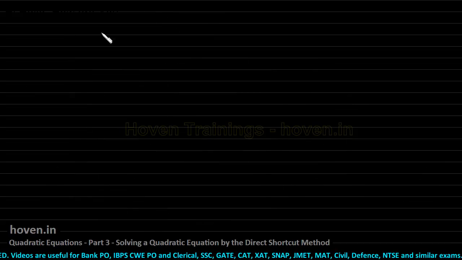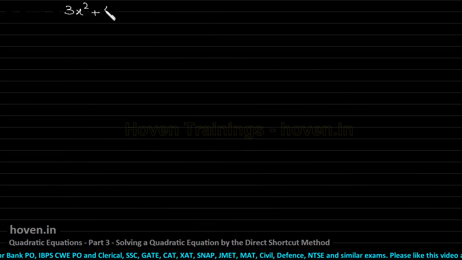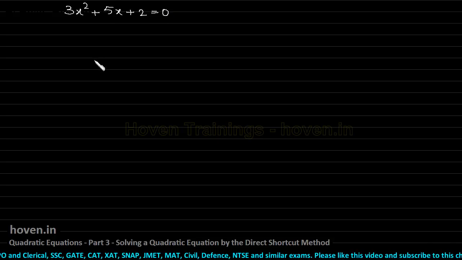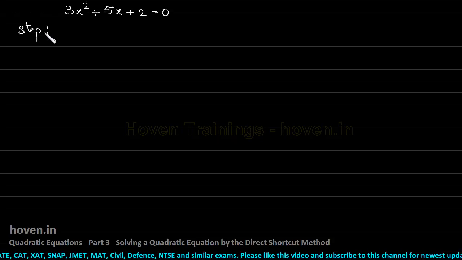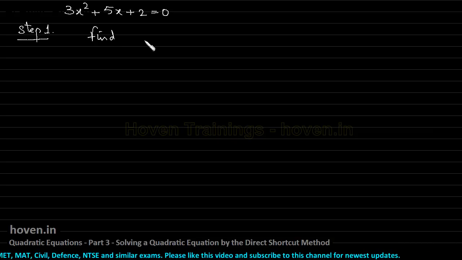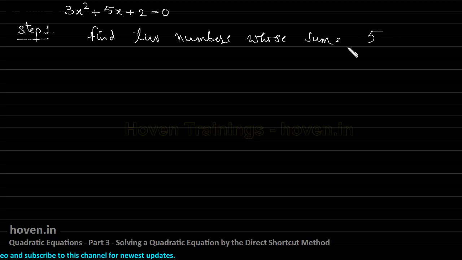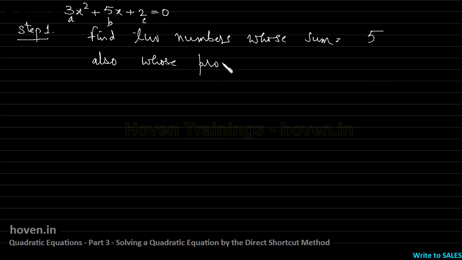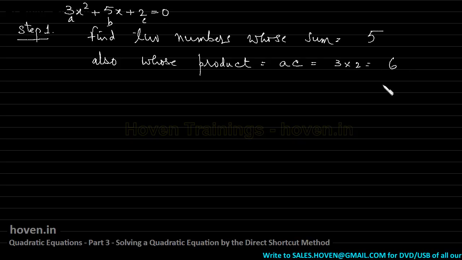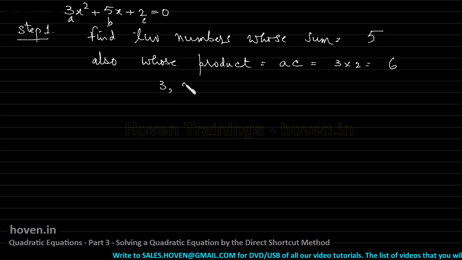Let us take our next example. The next question is, solve this quadratic equation 3x square plus 5x plus 2 equal to 0. So as my step 1, now I am very clearly writing the steps. Step 1 is, find two numbers whose sum is equal to 5, because b is equal to 5, and this is c, and also whose product is equal to AC equal to 3 into 2 is equal to 6. So these are simple cases, so we can simply guess that the numbers would be 3 and 2.